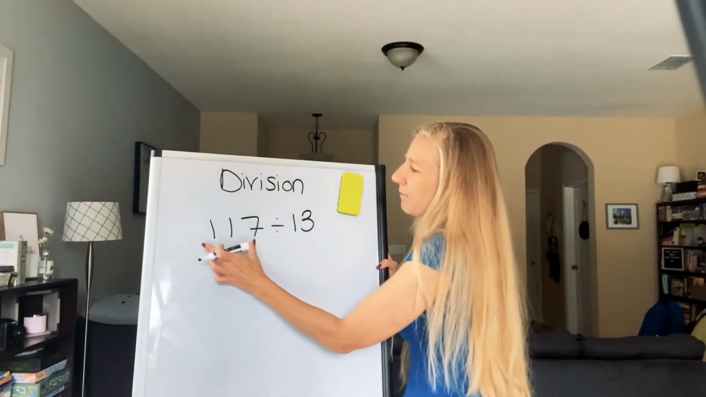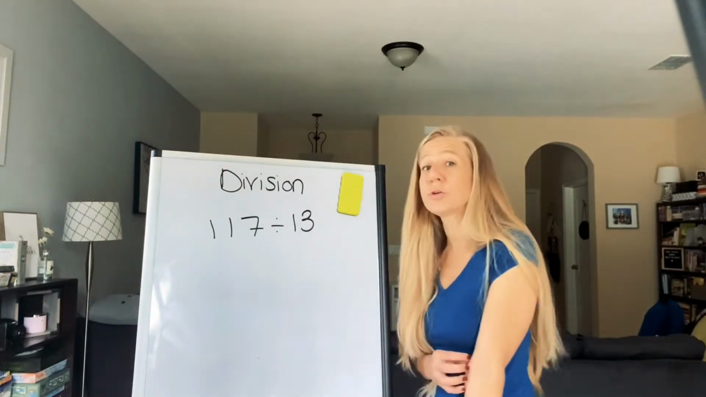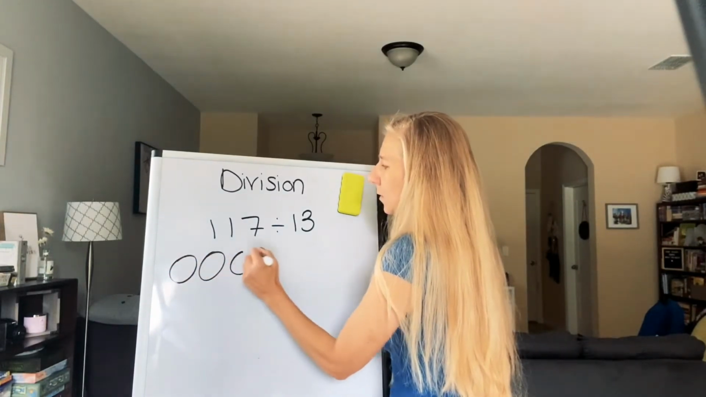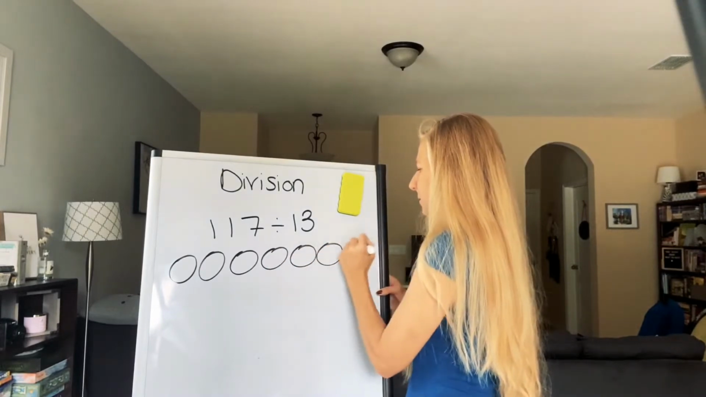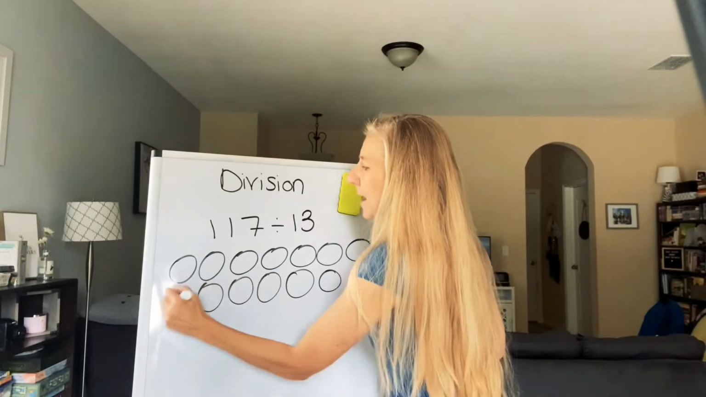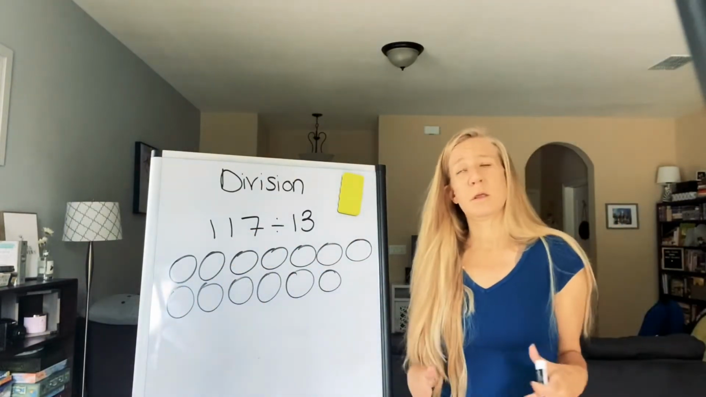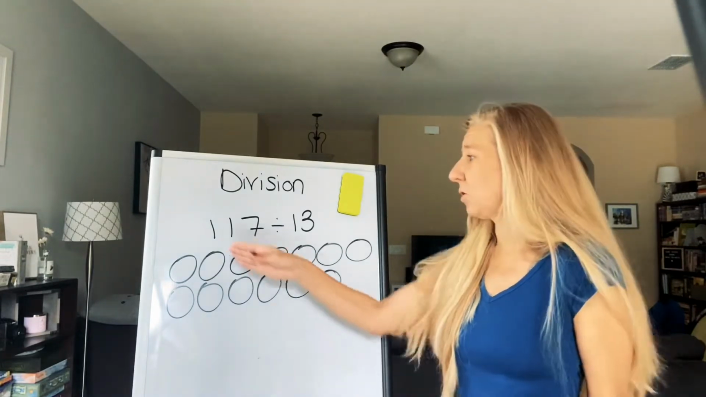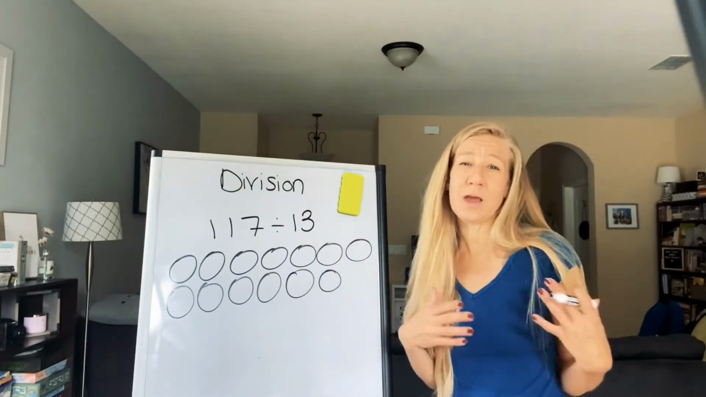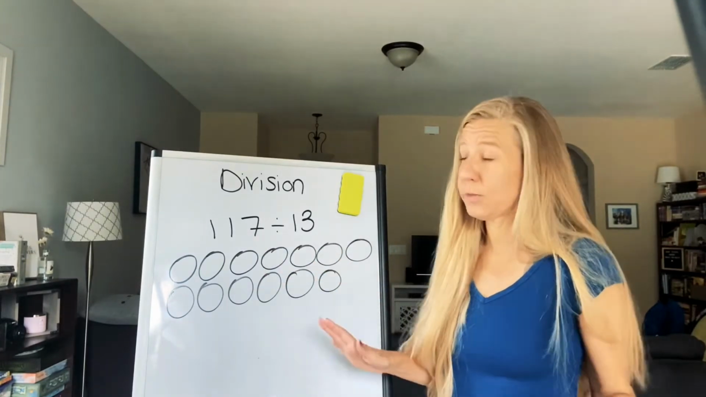So first of all, we have our dividend, 117. So a big group of 117 divided into 13 groups. So we're going to draw 13 groups. Now we have to divide 117 up among the 13 groups. Well, my first thing is going to be, could I do 10? So 10, 20, 30, 40, but I can't because 10 times 13 would be 130, which is bigger than our dividend. So it's less than 10, we know that.